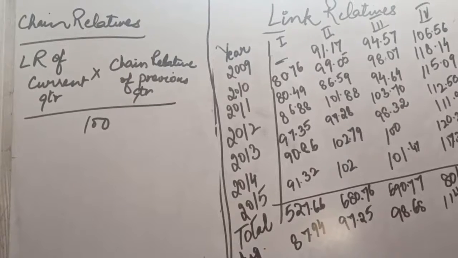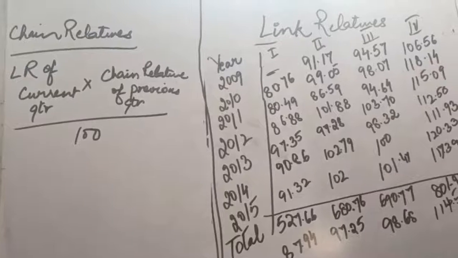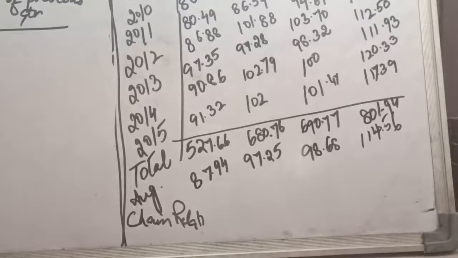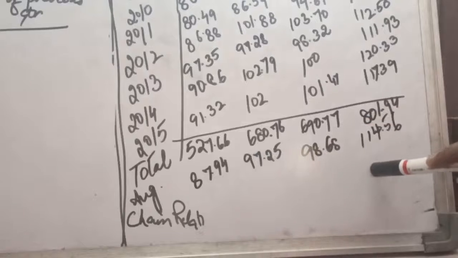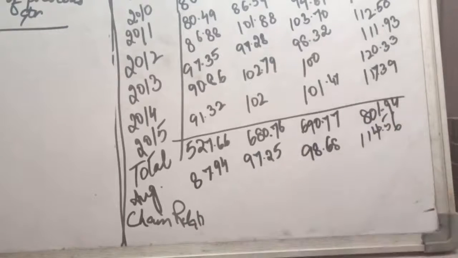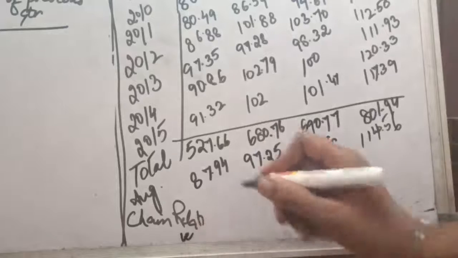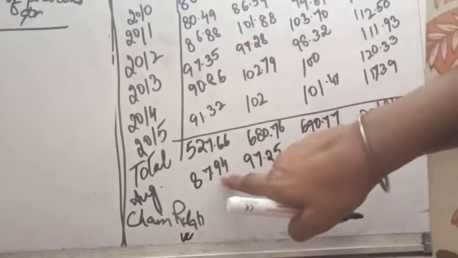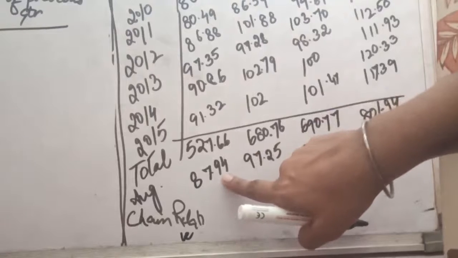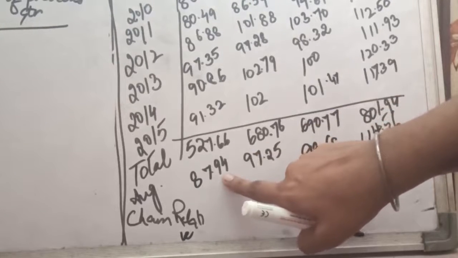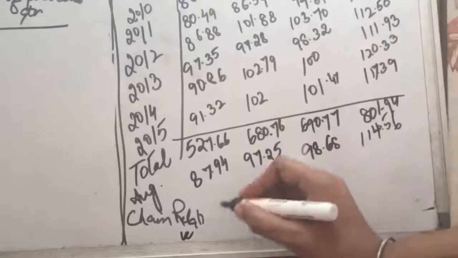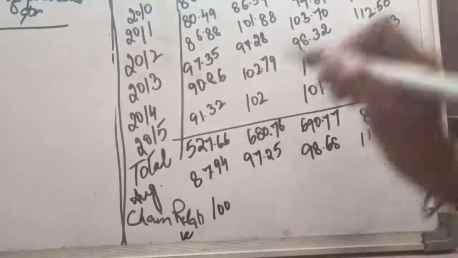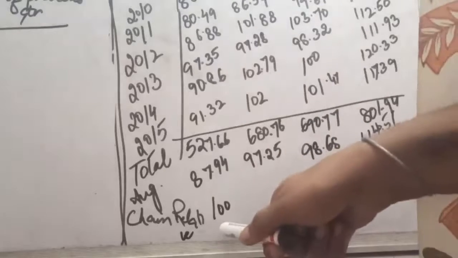So now we will be applying this formula on our link relatives. We will apply the chain relative formula over here and calculate these values. These are our link relative averages, the 4 averages we have calculated. The formula for the chain relative, that is CR, is that you take the link relative of the current quarter multiplied by the chain relative of the previous quarter. So the previous quarter's chain relative is not available, so for the first year we cannot calculate. So for the first quarter we will always take it to be 100.